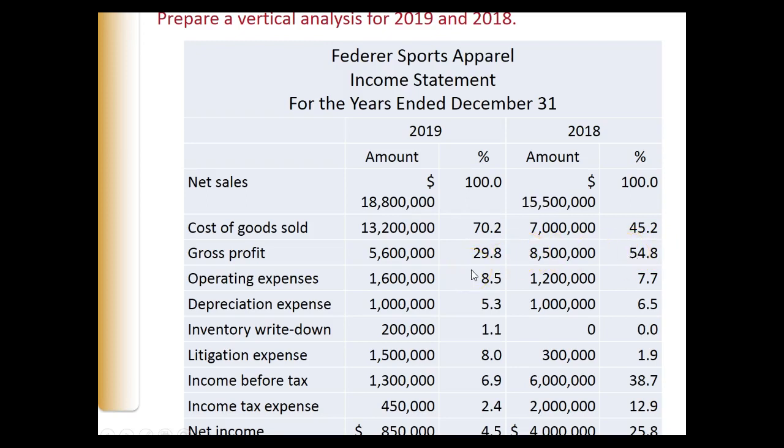As you keep going down to all the various items, in 2018, our income before taxes were at 38.7%, and in 2019, it was at 6.9%. So take some time to look at this so you understand exactly how vertical analysis works.